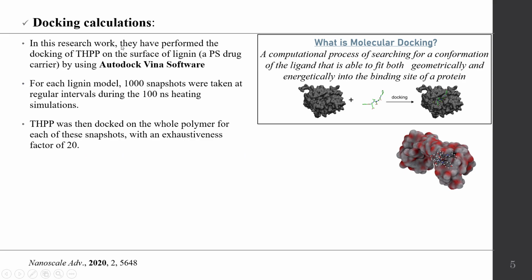Now we will discuss docking calculation. We already know docking is the computational process of searching for a conformation of a ligand that is able to fit both geometrically and energetically into the binding site of the protein. This is the ligand and this is the protein or receptor that we dock. We have to generate the grid, then fit the molecule inside the protein or receptor. Then we will see the different types of interactions like non-bonded interactions, hydrogen bonds and covalent coordination.